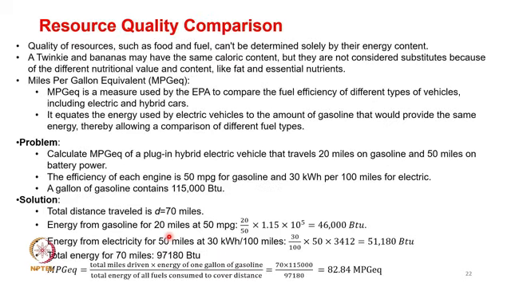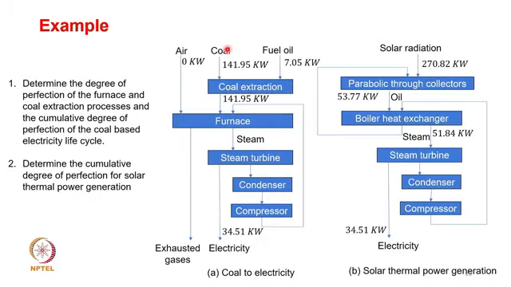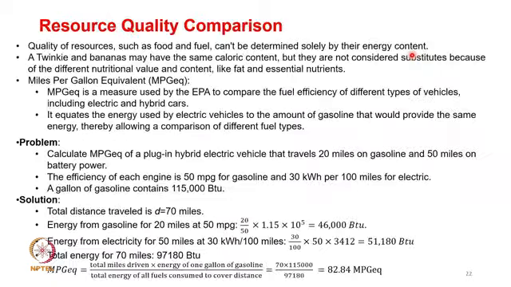So now let's compare. We have now seen two resources. Similarly, how do we now compare across resources? Here one of the resources was coal, the other one was sunlight. So how do we do this analysis across resources? The next topic is resource quality comparison.